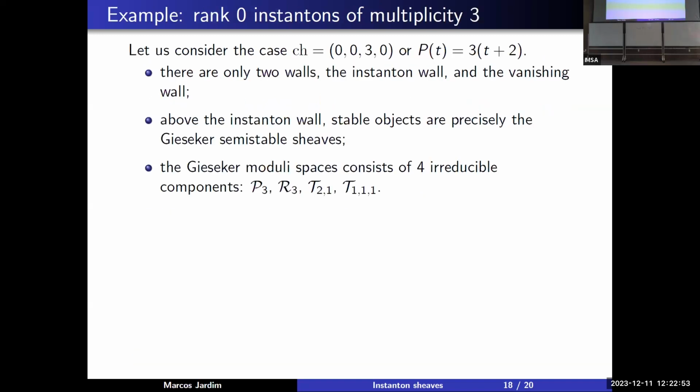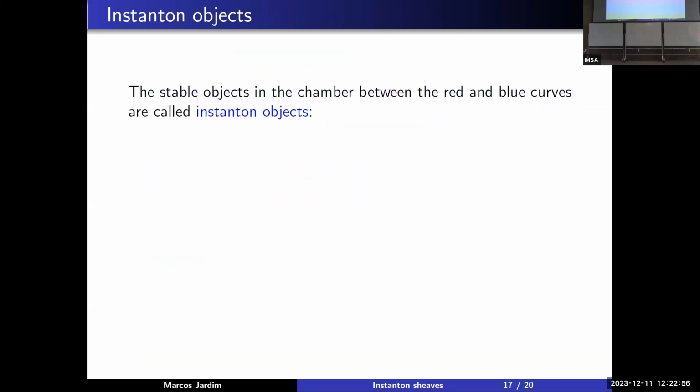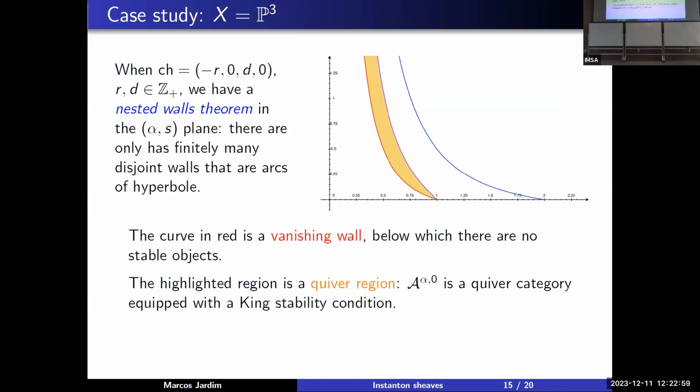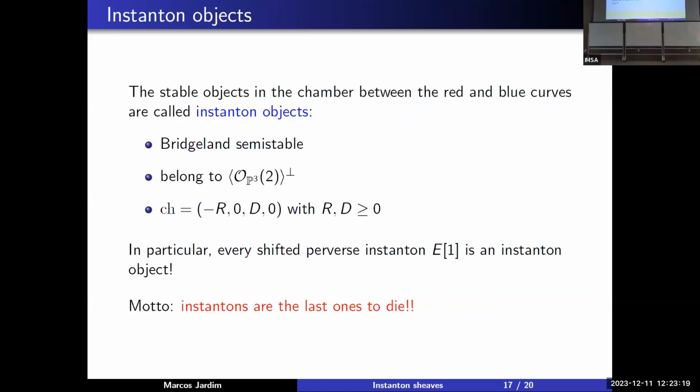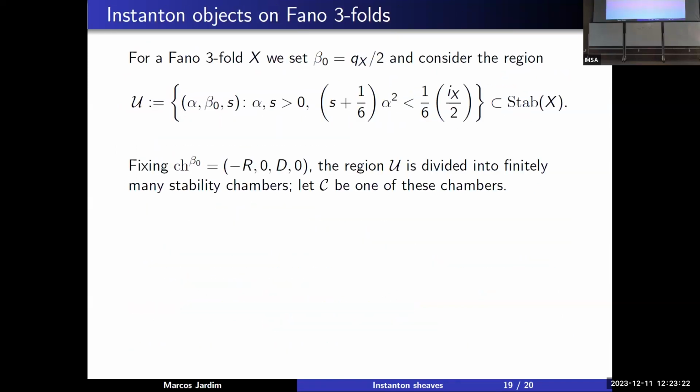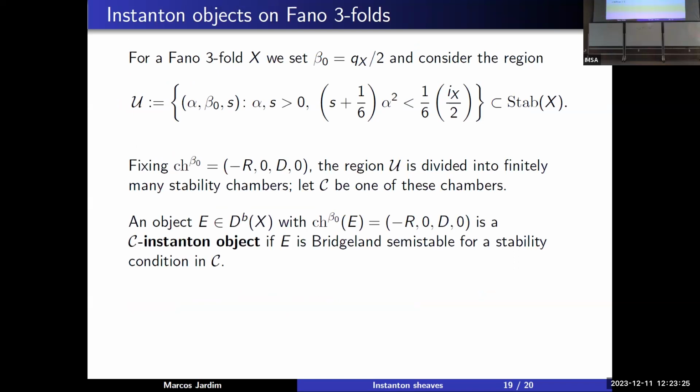Except that as opposed to P3, in which between the blue and the red wall there are no subdivisions, so there are no chambers in this region between the blue and the red wall, for other Fano threefolds there might be some further chambers. This region U, which in the case of P3 is that region between the blue and the red lines, can be further subdivided in several chambers, and then we have a concept of an instanton object for one particular chamber.